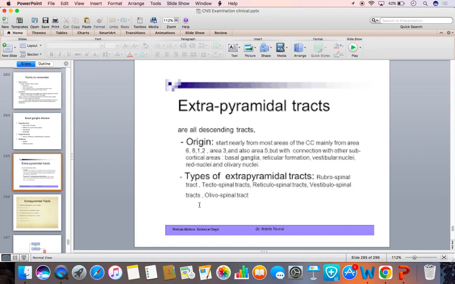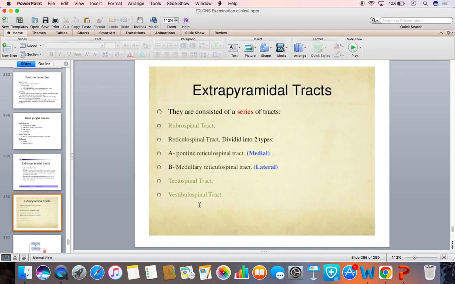What are the extrapyramidal tracts, which I already mentioned? Rubrospinal, tectospinal, reticulospinal, vestibulospinal, and olivospinal tracts. Remember the nucleus from where it is starting, and end with the spinal center that forms the respective tracts. These are the extrapyramidal tracts. They are considered as a series of tracts: rubrospinal, reticulospinal, which has medial and lateral, tectospinal, and vestibulospinal tracts.